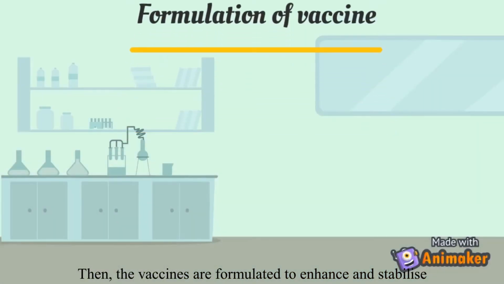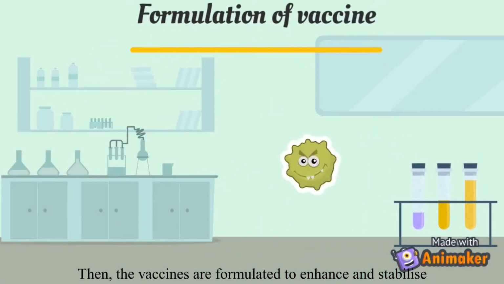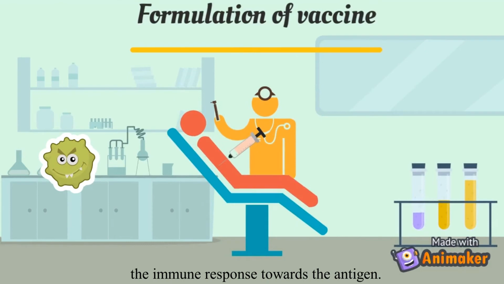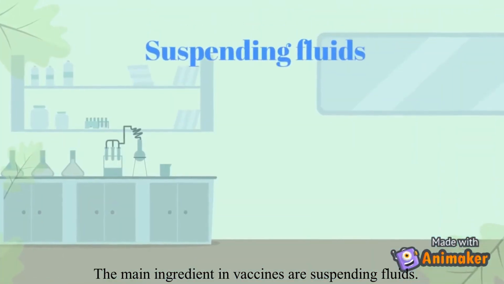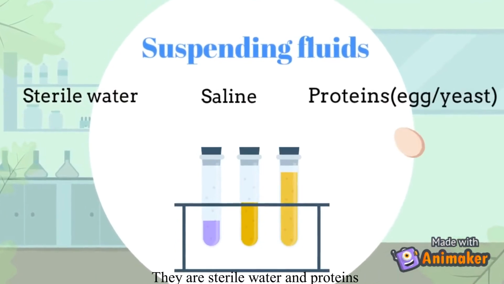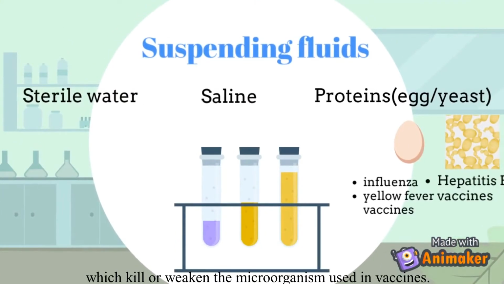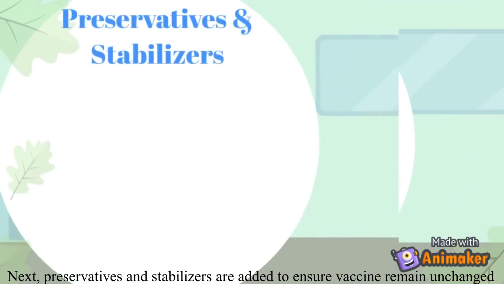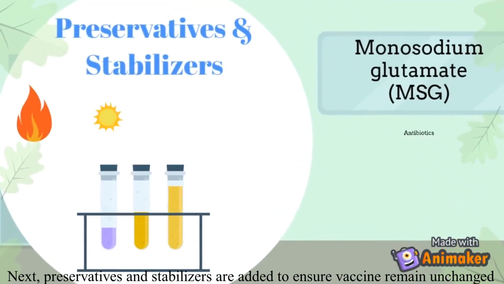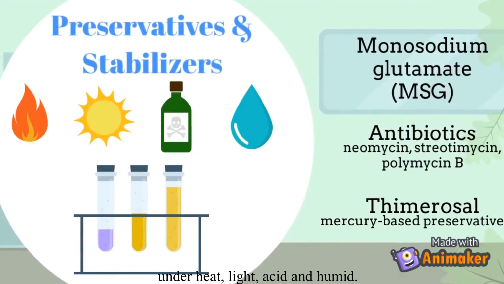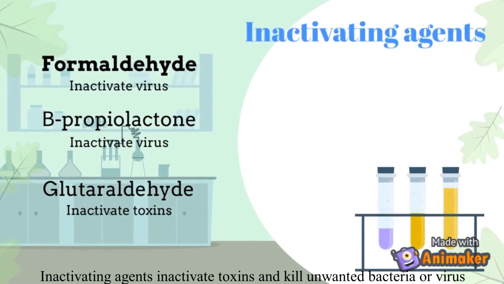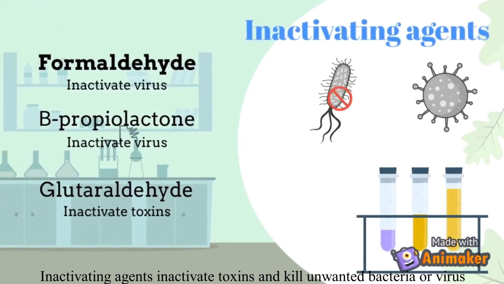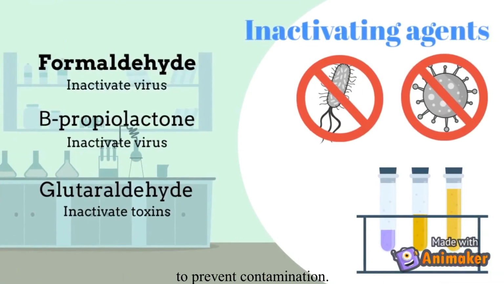Then, the vaccines are formulated to enhance and stabilize the immune response towards the antigen. The main ingredients in vaccines are suspending fluids. They are sterile water and proteins which kill or weaken the microorganisms used in vaccines. Next, preservatives and stabilizers are added to ensure vaccine remain unchanged under heat, acid and humidity. Inactivating agents inactivate toxins and kill unwanted bacteria or virus to prevent contamination.